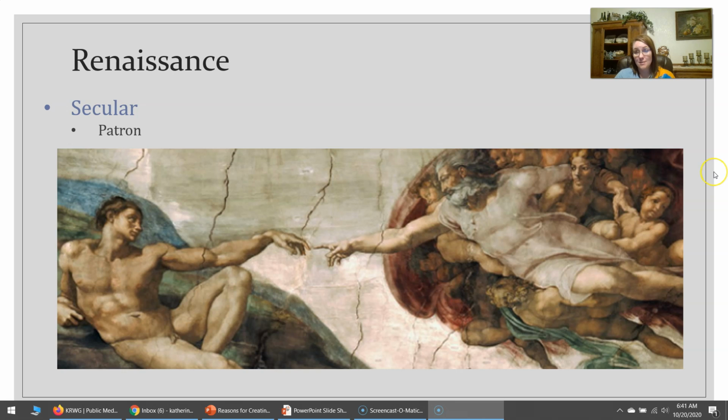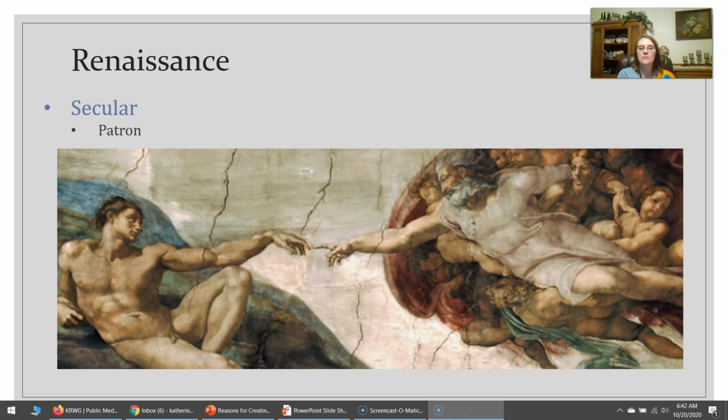So Renaissance art is definitely featured in people's homes. And the most important thing about the Renaissance is that people start returning to looking at the Greek ideas. They're like, wow, the Greeks were interested in learning about the world, not just about religion. And so you start getting a lot of secular things in art.